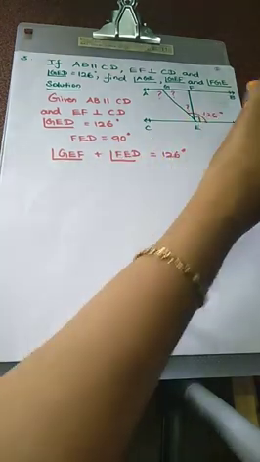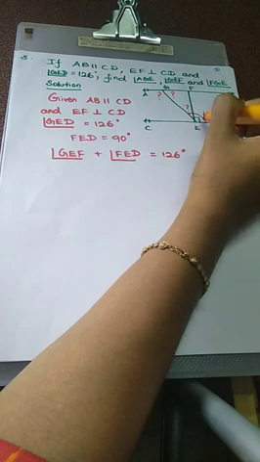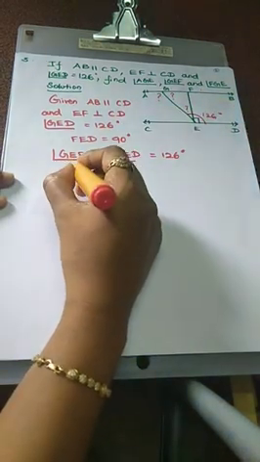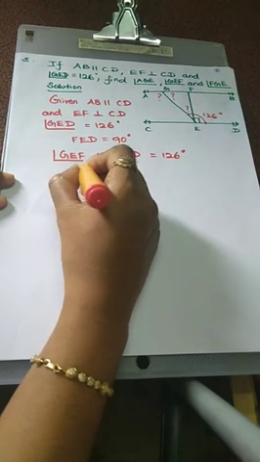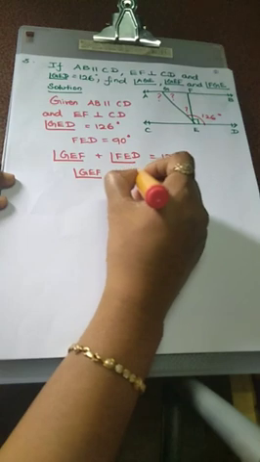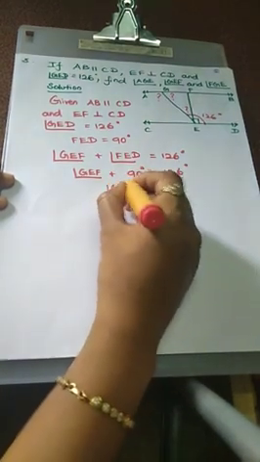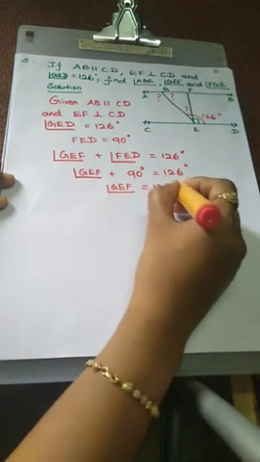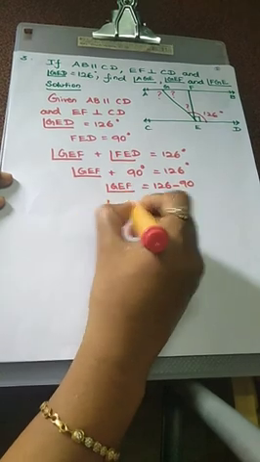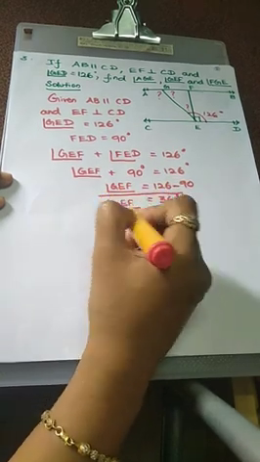Okay. This angle GEF plus FED is equal to this whole angle GED. So apply this value here. We don't know the GEF value. Angle GEF, we know the FED value, that is actually 90 degree, is equal to 126 degree. So what about angle GEF? That is 126 minus 90, that is 36 degree. Okay, angle GEF is equal to 36 degree.